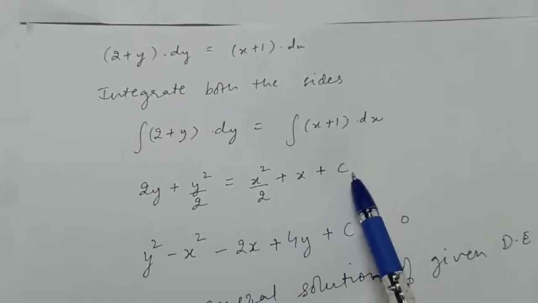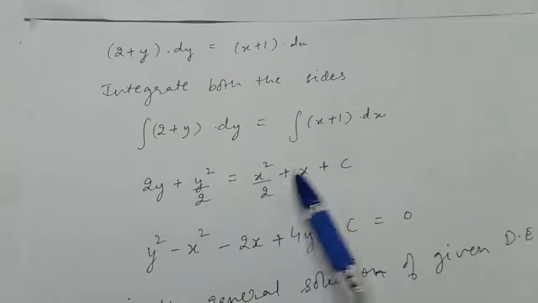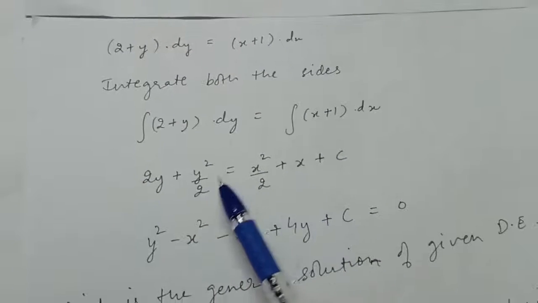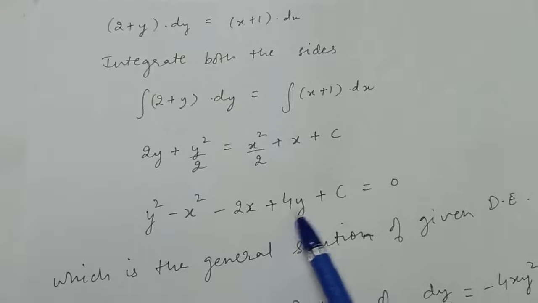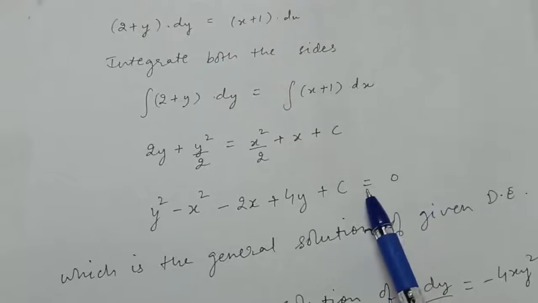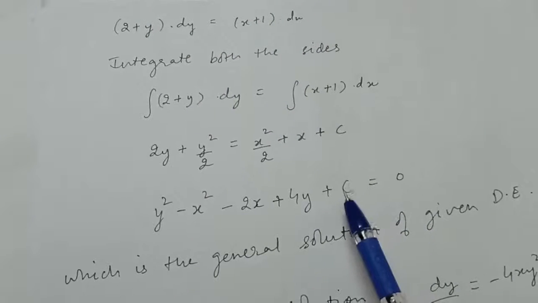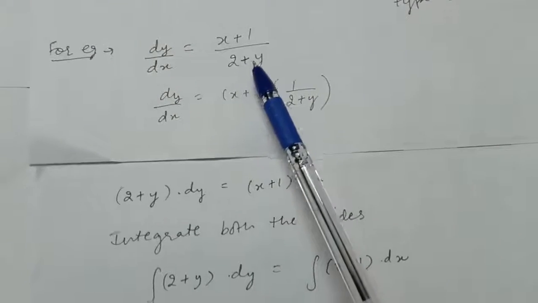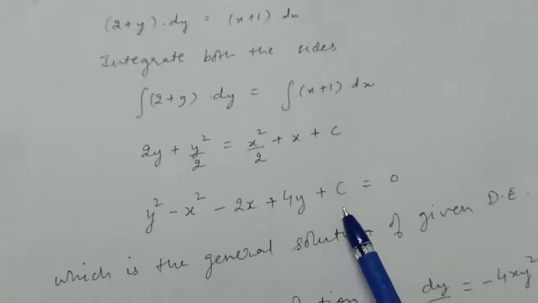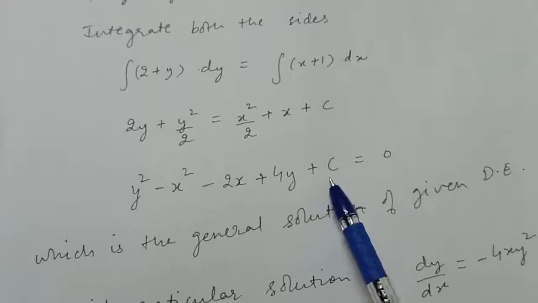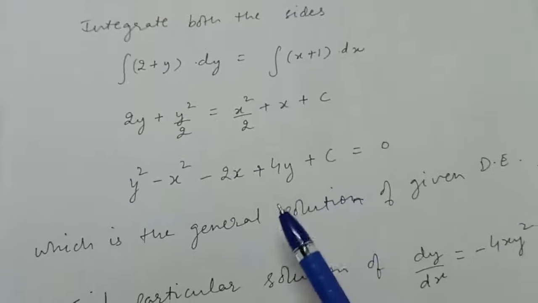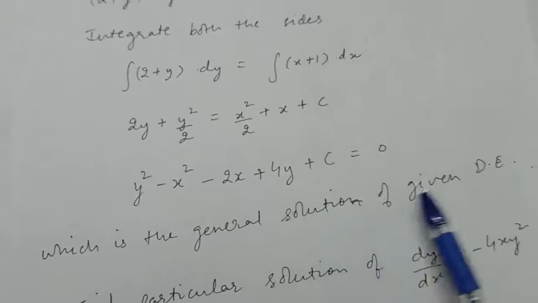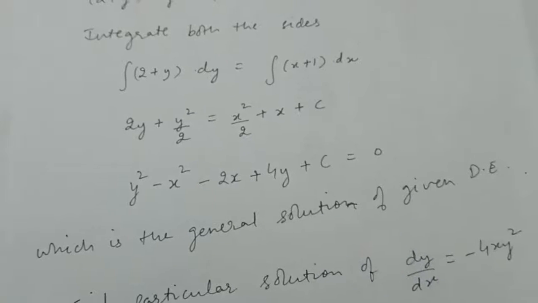Just write down this constant of integration on only one side, right? Now take all these values to this side and take the LCM. You will get this as the answer. So this is the solution of the differential equation, right? This is how we can calculate the solution of the differential equation by using integrals. So this is nothing but the general solution of the given differential equation.